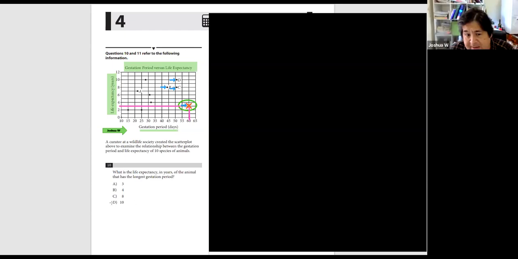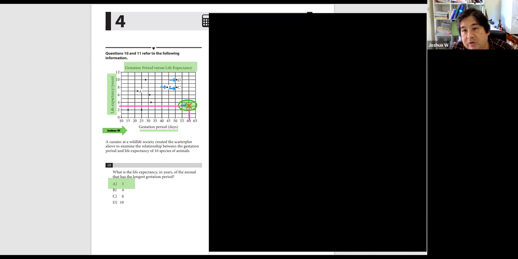It is probably not a mammal or a reptile. They don't say what kind of animals these are, but none of them are even living over 10 years. But that was question number 10.